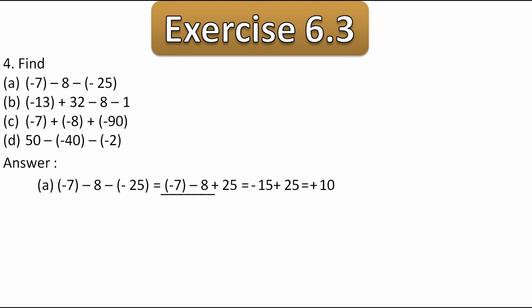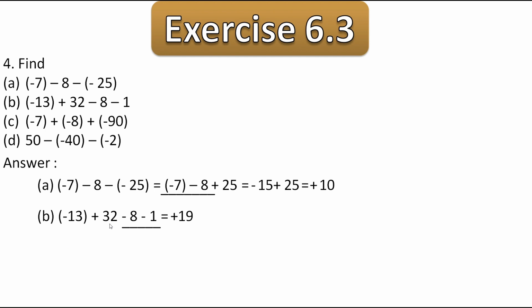Now let's solve the next one, that is minus 13 plus 32 minus 8 minus 1. Okay, now here first we will group. First we will solve this one. Minus 13 plus 32. Both of them have different signs, so we have to subtract. 32 minus 13 is equal to 19, and 32 is bigger here, so we will give the plus sign to the answer.